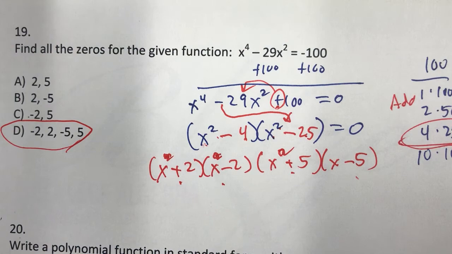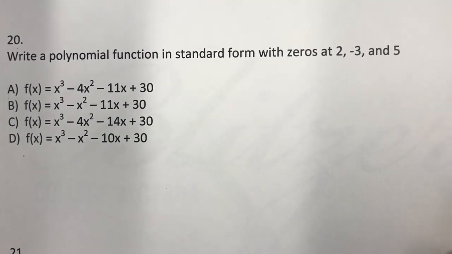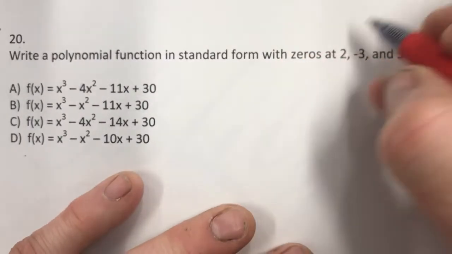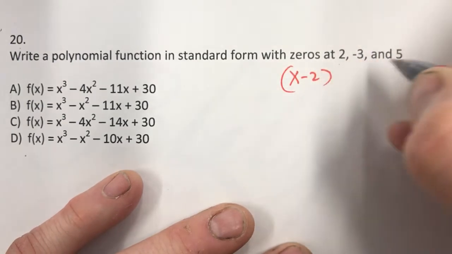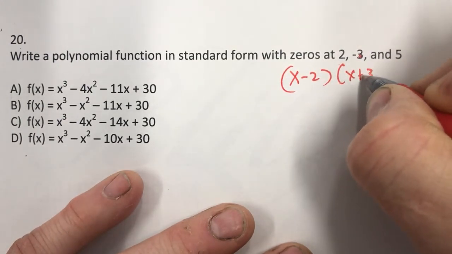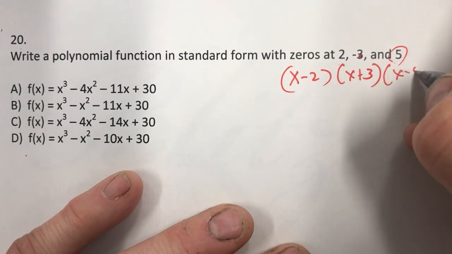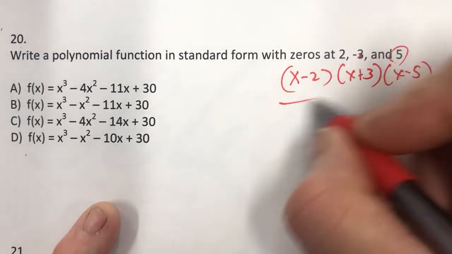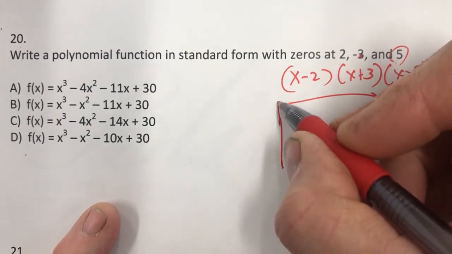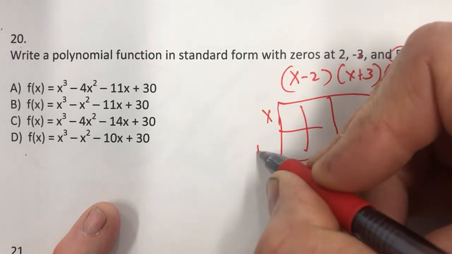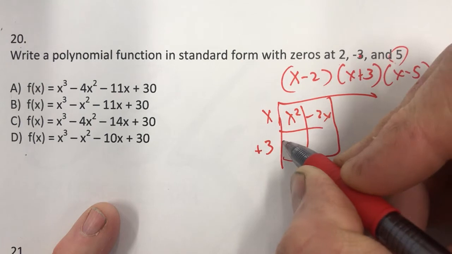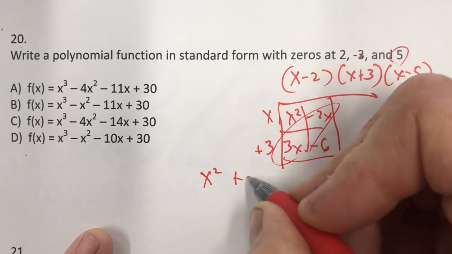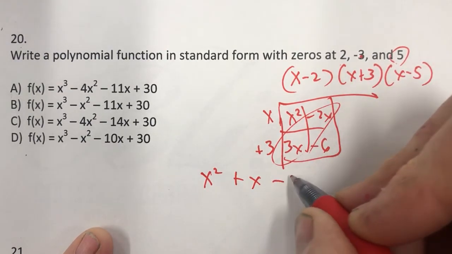Okay. Number 20. Write a polynomial function in standard form with zeros 2, negative 3, and 5. All right, so if 2 is a zero, that means x minus 2 is a factor. If negative 3 is a zero, x plus 3 is my factor. And if 5 is a zero, x minus 5. So I'm going to multiply those together and see what I get. Let me make a little box here. x plus 3, x squared, minus 2x, 3x, negative 6. And those go together, which would be x squared plus x, and then minus 6.